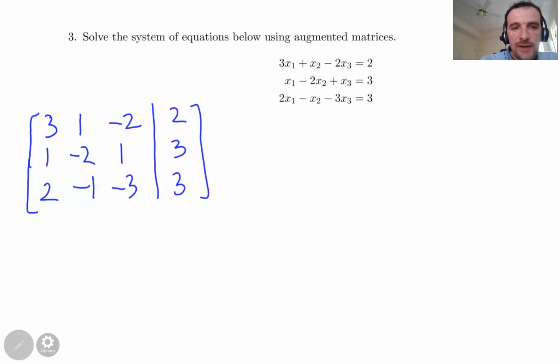This is 3, right? I have to make this entry 1. I can either multiply the first row by 1/3 to make it 1 here, but I can also swap rows, right? I think it is easier. So let's swap the rows. Maybe I can write what I'm doing also here. So I can just swap row 1 and row 2.